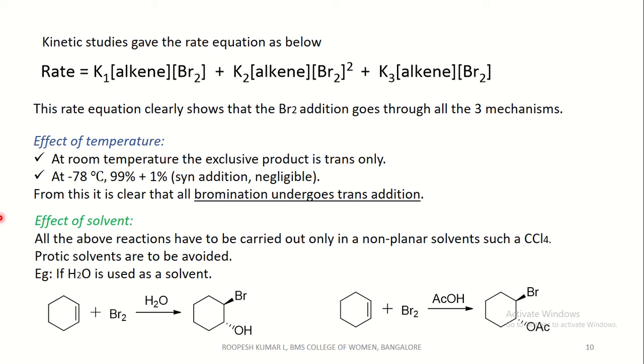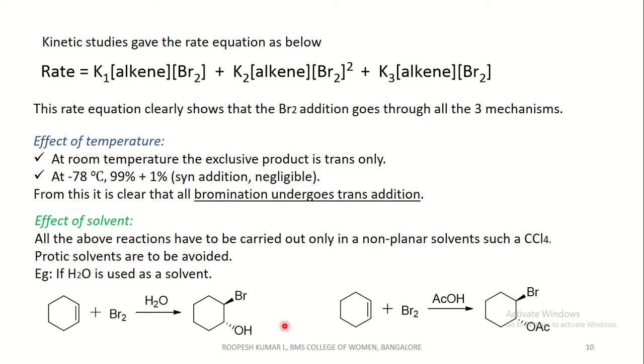Coming to the effect of solvent, all the above reactions have to be carried out in non-polar solvents such as carbon tetrachloride. Protic solvents are to be avoided. For example, if water is used as a solvent, that is, cyclohexene reacts with bromine in the presence of water, we get a bromohydrin. This is a bromohydrin compound.